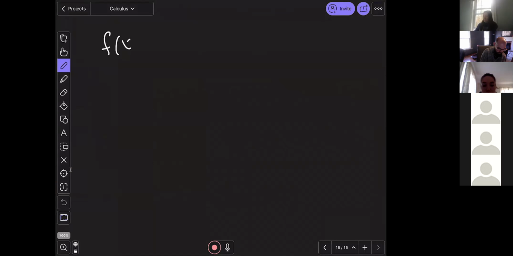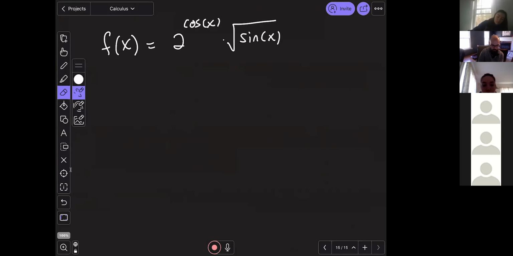If I give you a function like this, let's say f of x is 2 raised to the cosine x times the square root of sine of x, and I want to take the derivative, what would I do? When I look at this, I ask myself what rules I have, how this is made up, and what order I'm going to have to do those rules in. So, any ideas so far of what we would do?